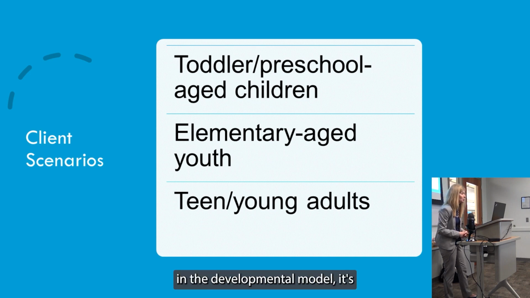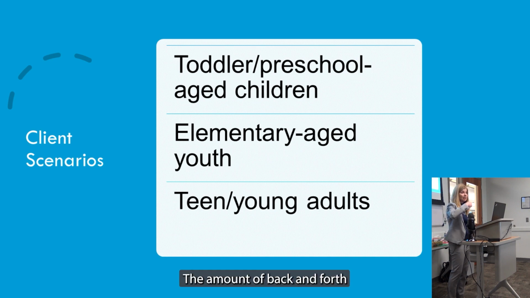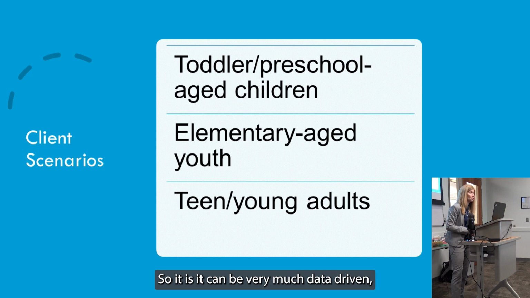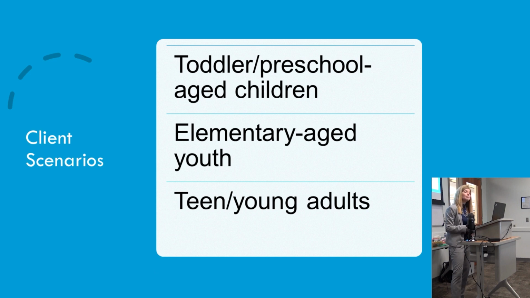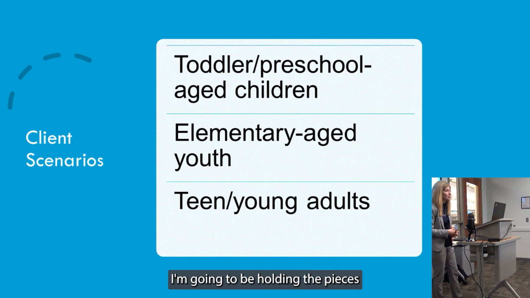People think in a developmental model it's more qualitative data. Not at all. It's quantitative data too, because time can be measured. The amount of back and forth circles of communication can be measured. So it can be very much data driven, but just in a more natural way. We're not going to use clickers. I'm going to be holding the pieces in my mind.